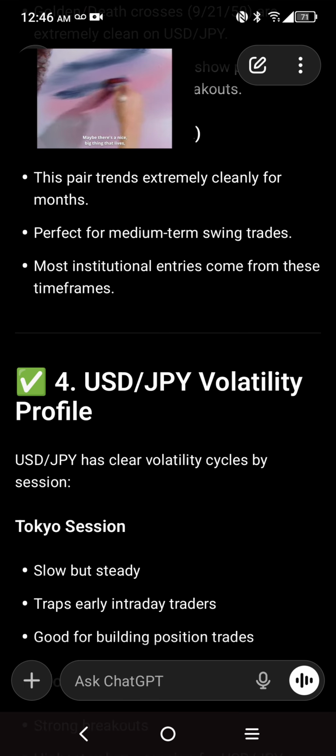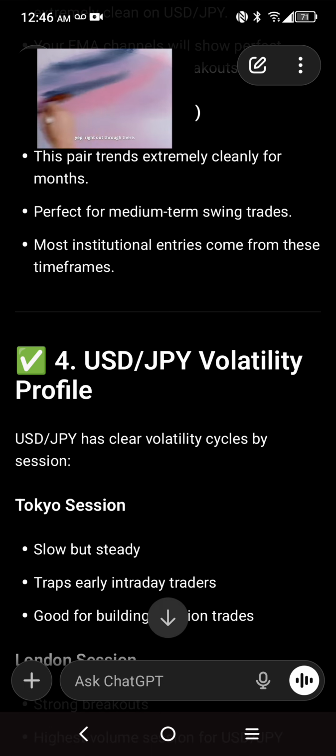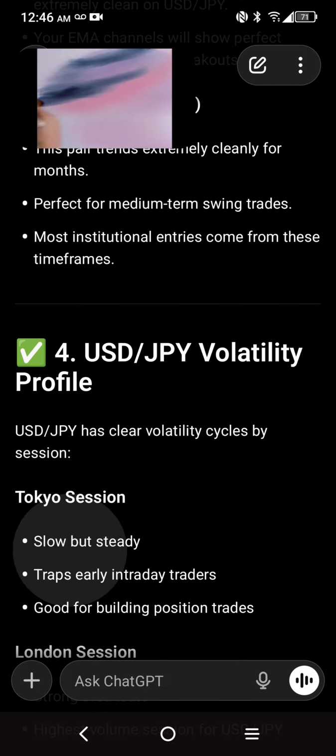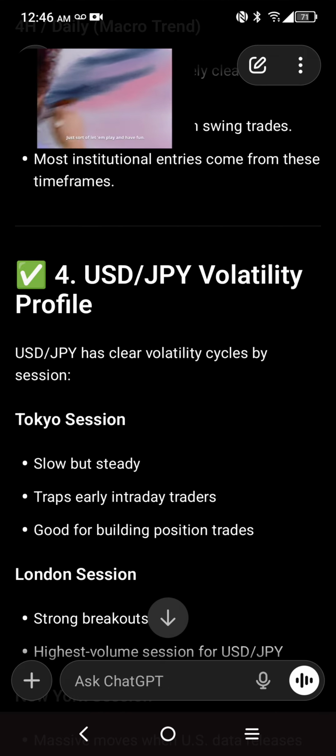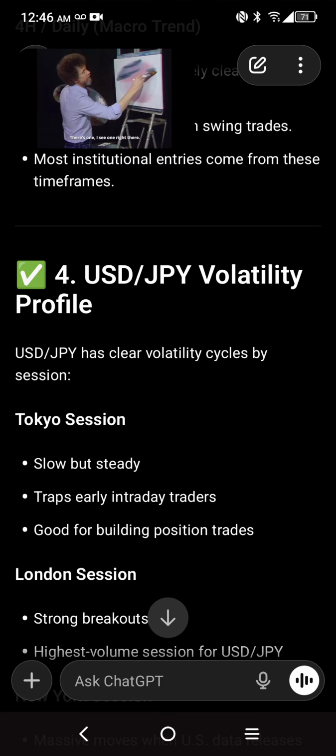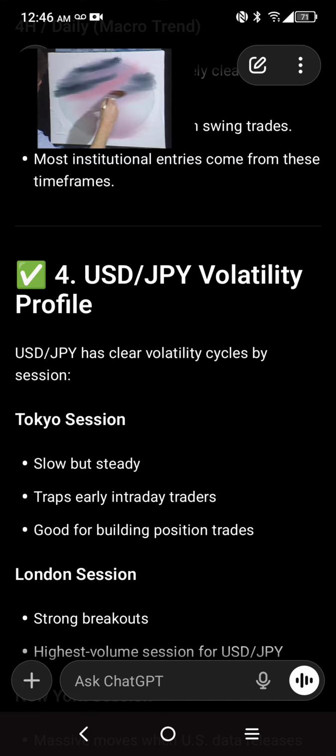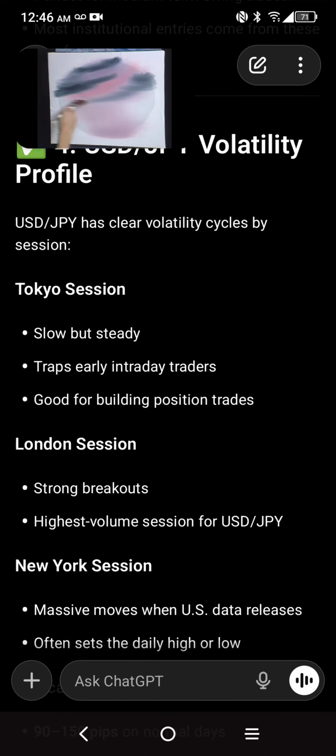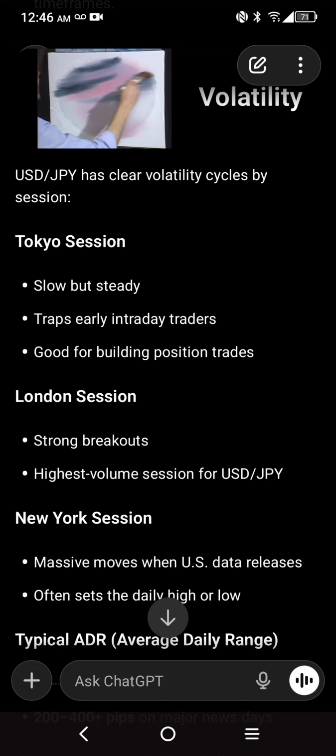Okay, so we have the USD/JPY volatility profile. USD/JPY has clear volatility cycles by session. Tokyo session, slow but steady, traps early intraday traders. Yes, it does. Good for building position trades. Your London session, you'll have strong breakouts. Highest volume session for USD/JPY is the London session, which begins at 3 a.m.